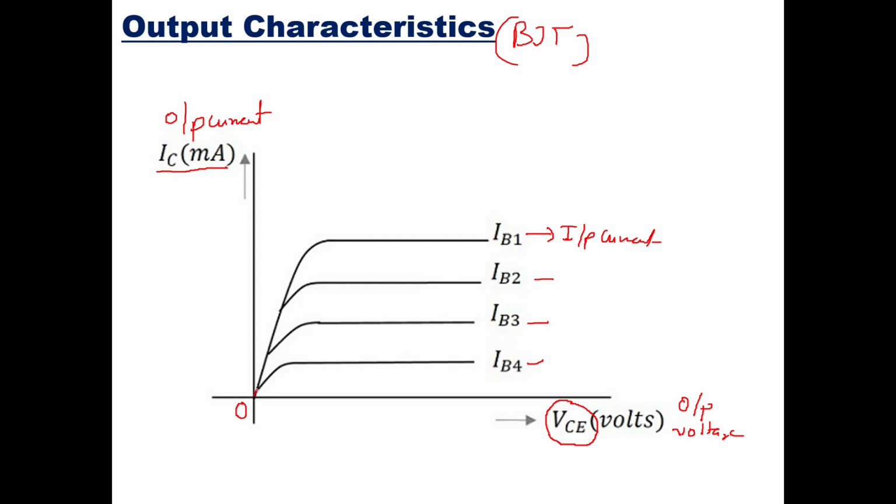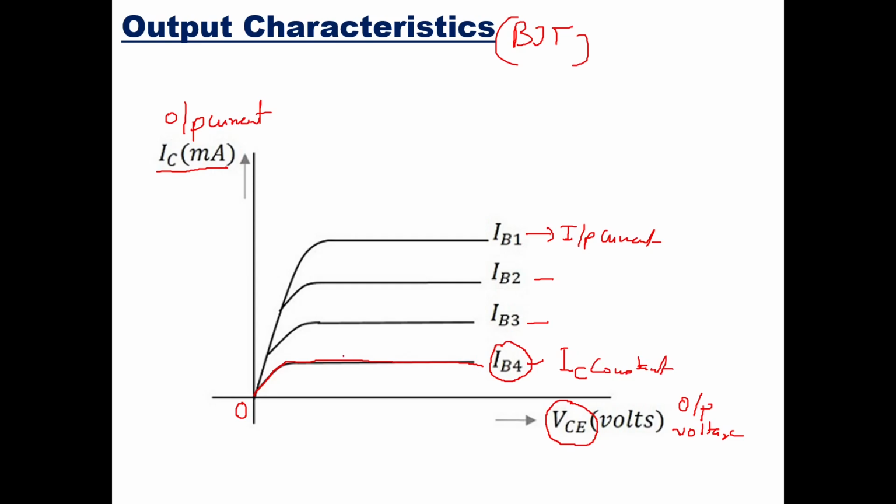the current IC will increase a little linearly as the voltage between collector and emitter is increasing. But after that, it will remain constant. It will remain constant with approximately the value of IB4. IC will remain constant.